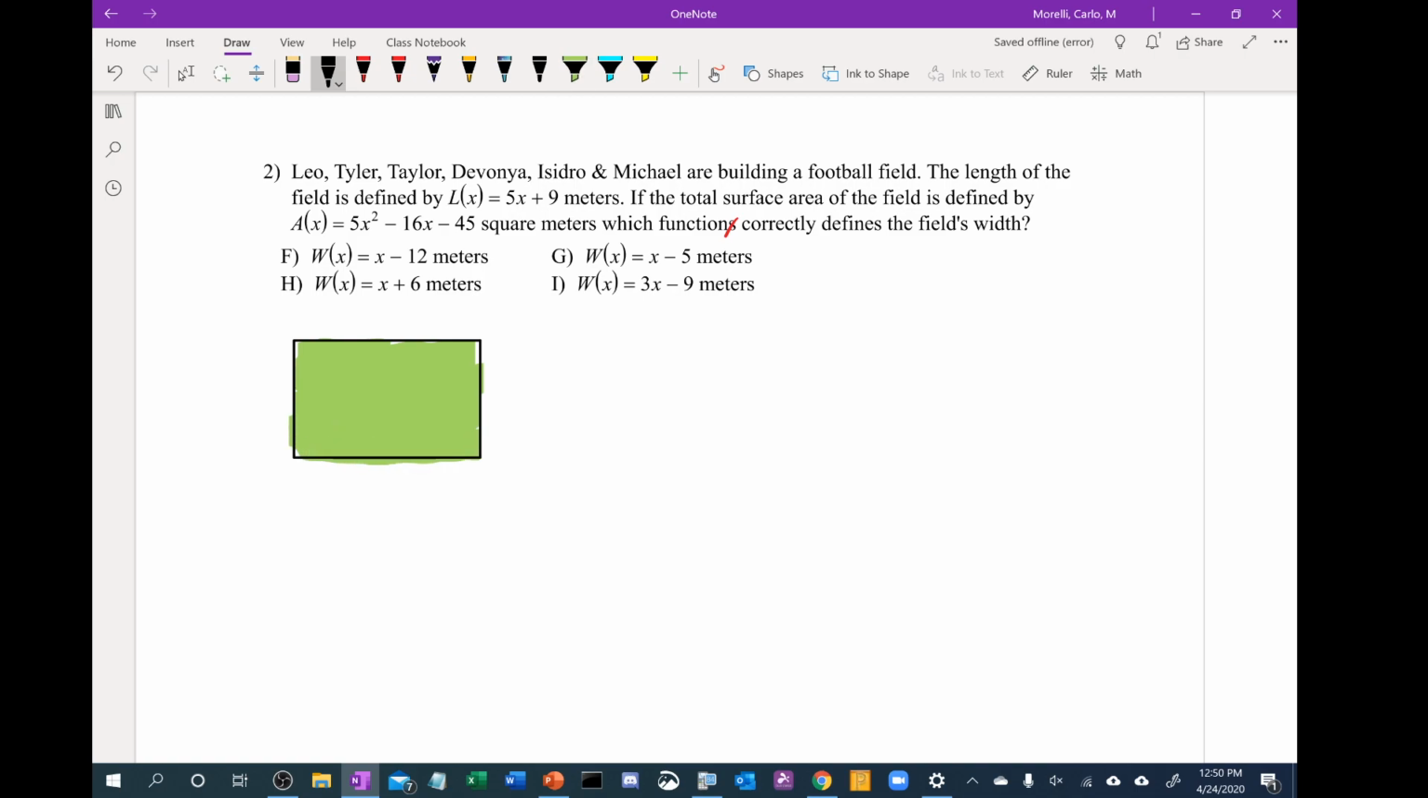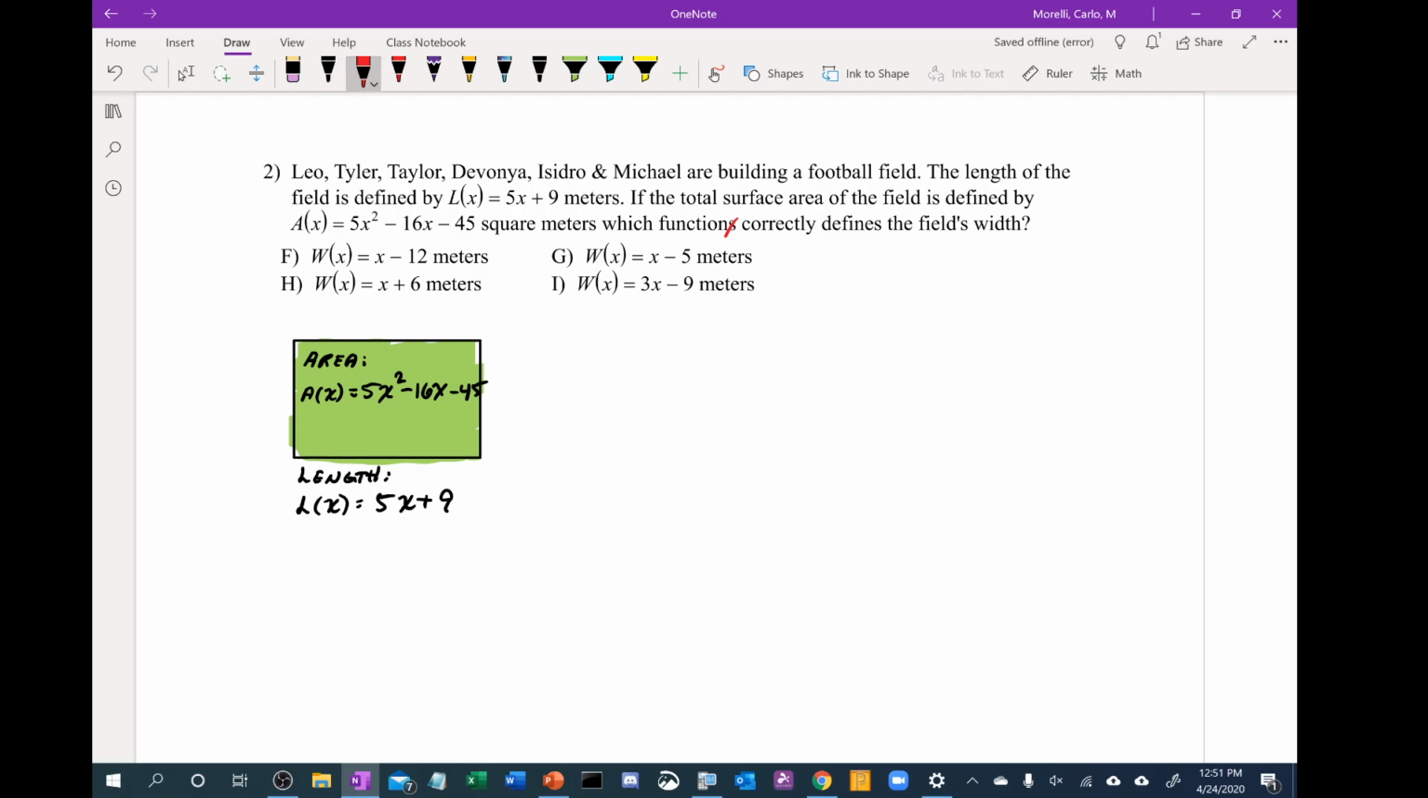The area of the football field is given by this function. Area is given by A of x equals 5x squared minus 16x minus 45. What else are we given? We're given the length. That's the long side here. So the length is given by L of x equals 5x plus 9.